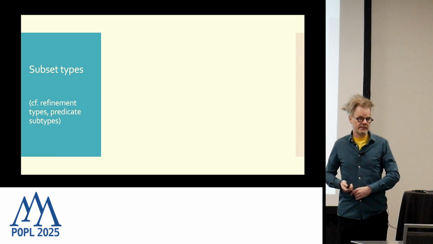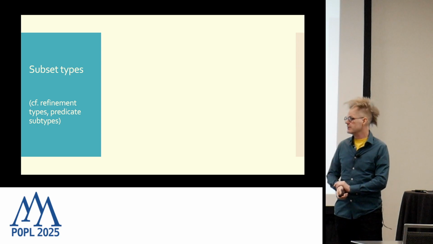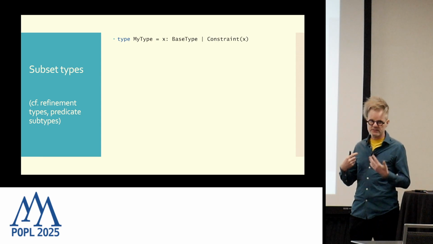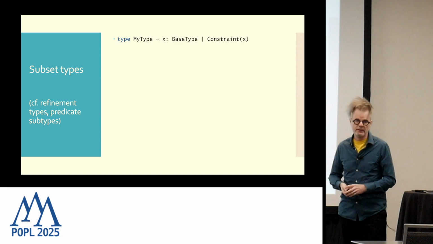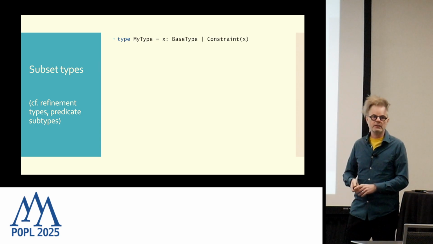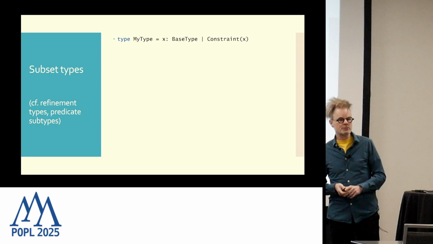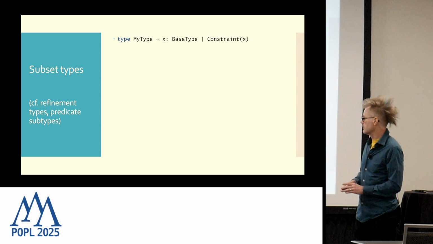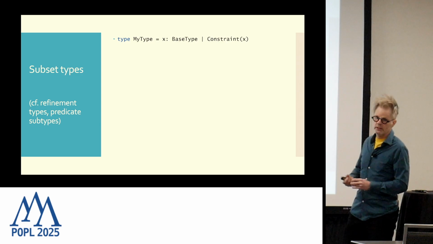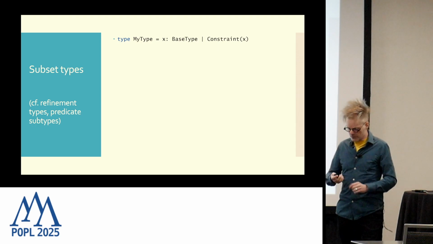There are subset types in the language. Other languages have different names for this: refinement types, predicate subtypes, whatever. Essentially, you can declare a type that has some base type, and then you give a constraint, which is just a Boolean expression. This has been used quite a bit in some of the proof checkers. PVS makes heavy use of predicate subtypes. If you go to an interactive proof assistant like Coq, you get a lot of these as well. And so they exist in the language.